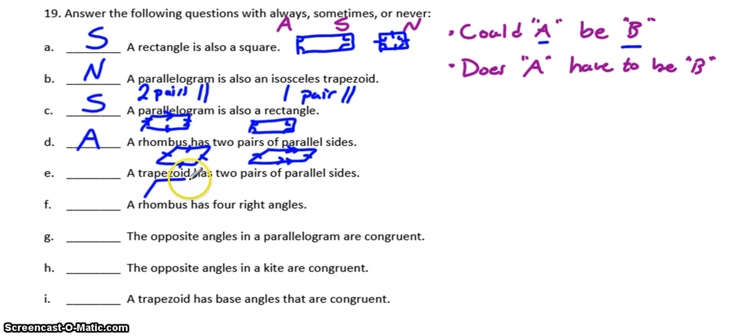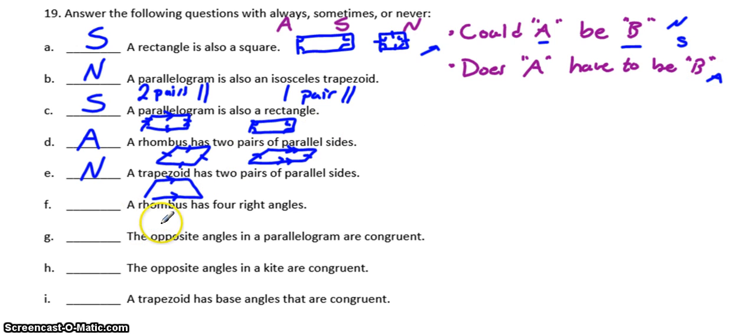E, a trapezoid has 2 pairs of parallel sides. When you think of a trapezoid, by definition it has 1 pair of parallel sides, and so it could never have 2 pairs of parallel sides. That would go against the definition. So, looking at these, remember, if something can't be something else, that's a never, right? If it could be, but doesn't have to be, it's a sometimes. And if it always has to be something, that's an always.